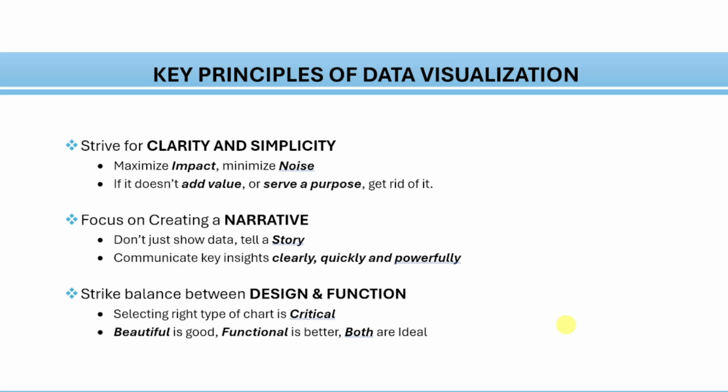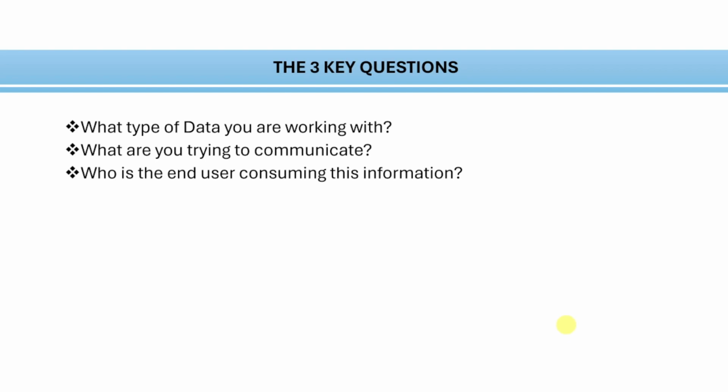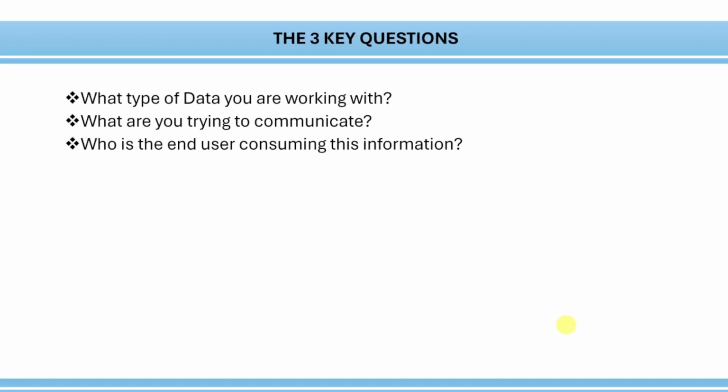All right. And the next 3 questions which you should be asking yourself whenever you are making any chart: what type of data you are working with. Is it sales data, is it population data, or is it geographical data, or any other kind of temperature data? So you have to ask what kind of data you are working with, and accordingly you have to select the right chart. And what you are trying to communicate, who is the end user consuming this information.